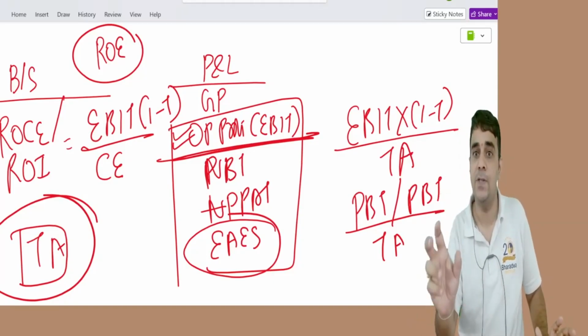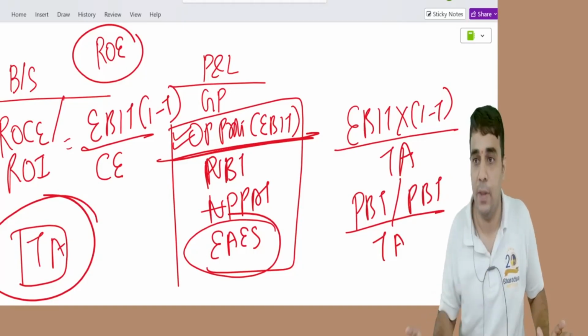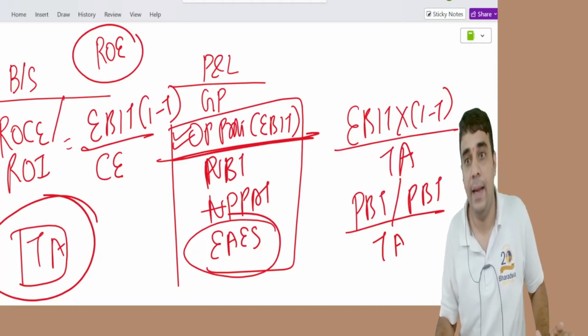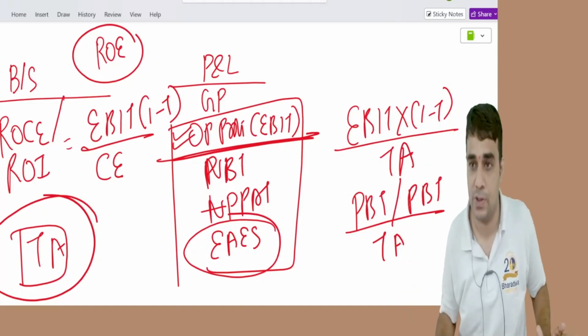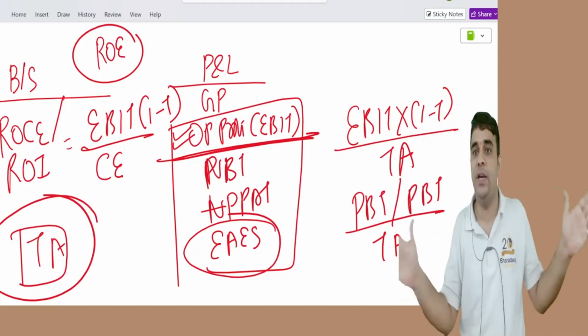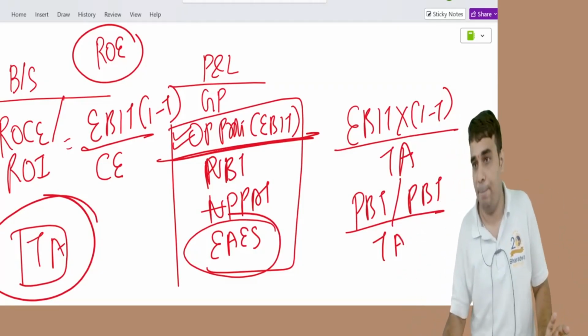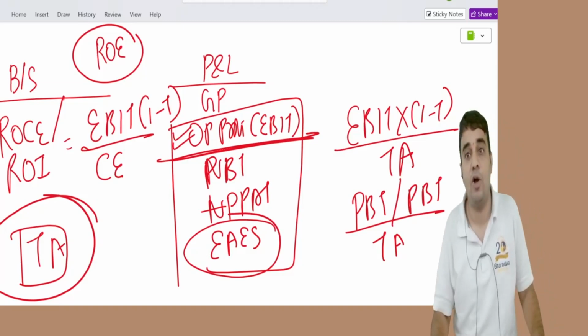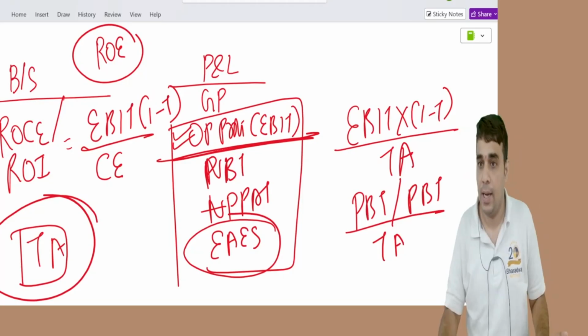Operating profit means what my operations are generating on the capital employed in the business, or on the total asset employed in the business. The capital employed and total asset will be different figures. The denominator can be capital employed. The denominator can also be total asset.